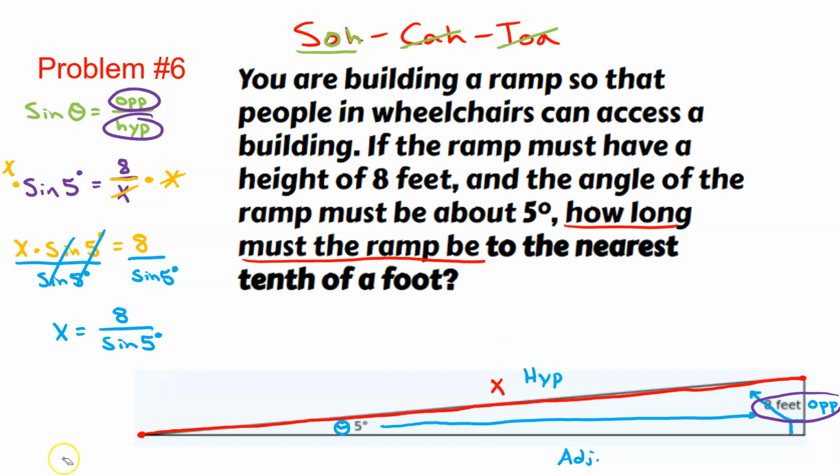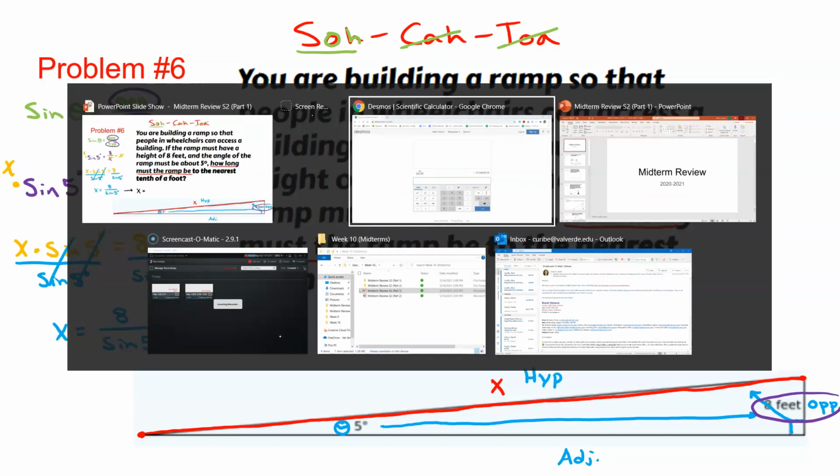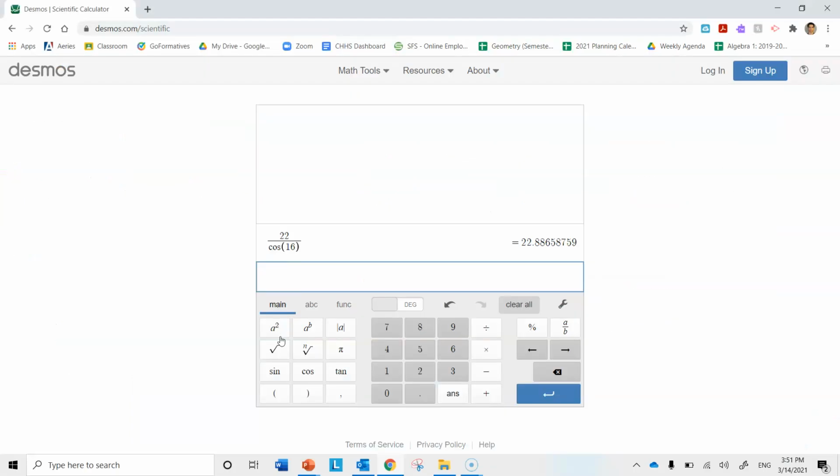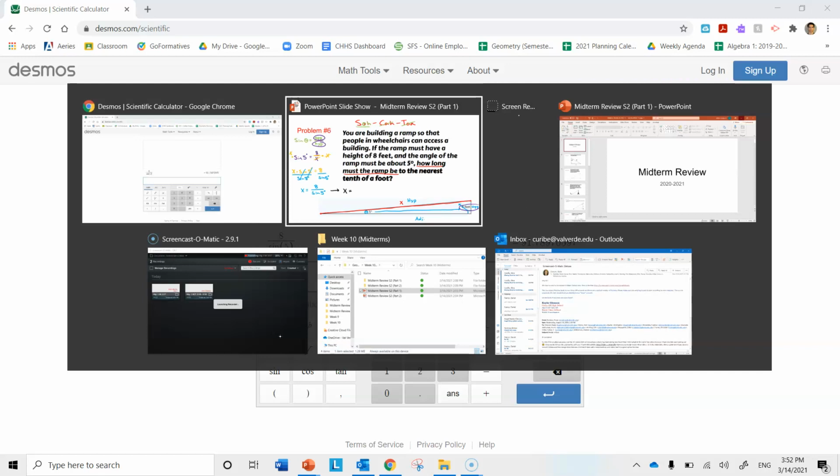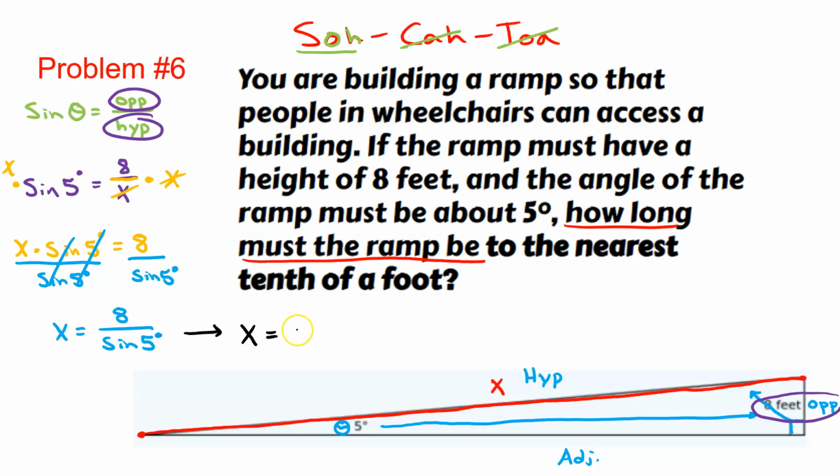So let's go ahead and plug that into our Desmos calculator, and I'll write my answer over here. x is equal to, what is 8 divided by sine of 5? Close my parentheses, hit enter. I get 91.78. So let me write that in. 91.78. But of course, we do want to round it.